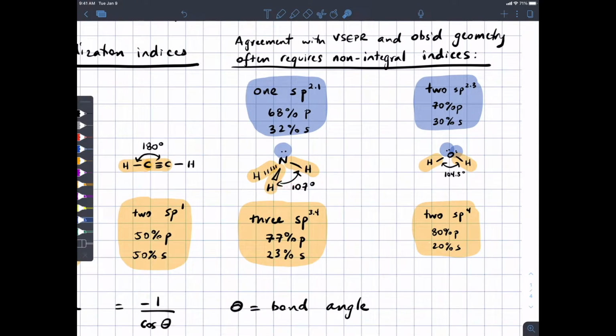So in ammonia, you can measure the bond angle. It's 107. And so you can't account for that technically with just sp3 hybridization. So if you put that bond angle into this equation, you end up with hybridization index of 3.4. That is, each of these bonds comes from 77% p and 23% s. And you can do the math based on the understanding that you had three p orbitals to start with and one s orbital to start with, and conclude that the lone pair is in an sp2.1 orbital. That's 32% s and 68% p.